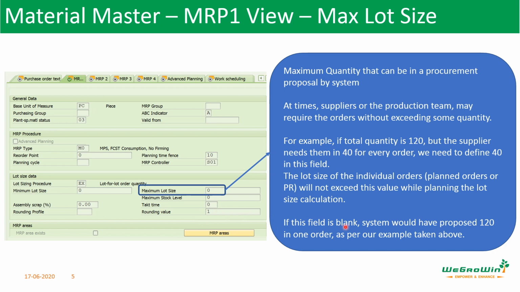If you leave this field blank, then whatever quantity you get, that is what the system will propose. It will not consider any maximum. At the same time, once the maximum is reached, the system will split the proposal into the next proposal. For example, you want a total quantity of 120 numbers, but the supplier or production needs only 40 numbers for each order. Then the system will give 3 orders or 3 proposal lines, so that you can release these orders separately or on a separate schedule. They will process them as 40, 40, 40. That is the purpose of the maximum lot size.